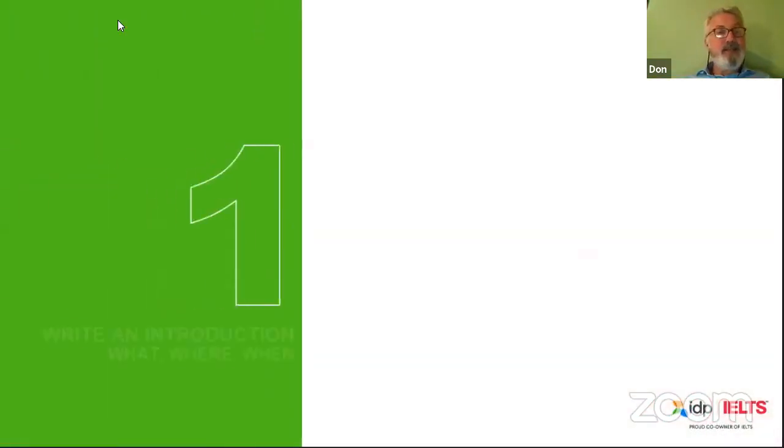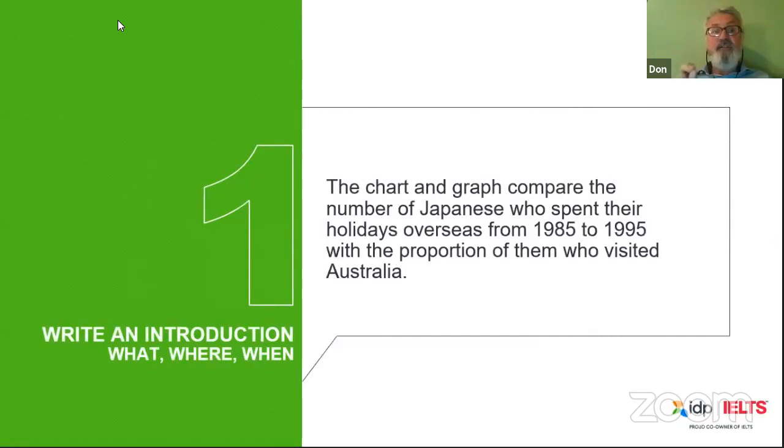Let's look at this example, which is very good. The first paragraph is the introduction, of course, and it uses different words to the words that were given in the task. It doesn't talk about tourists or Japanese traveling overseas.